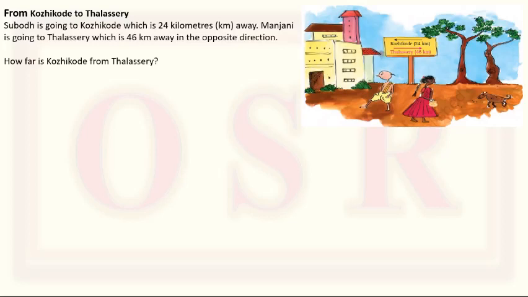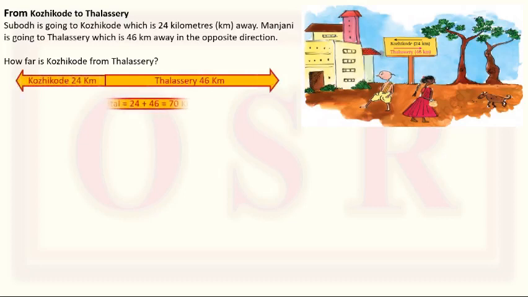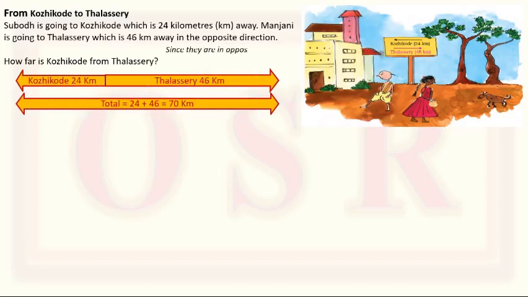Okay, so to Talaseri we go 46 kilometers and in the opposite direction is Kozhikode, 24 kilometers. So total is 24 plus 46, that is 70 kilometers. Now since they are in opposite directions, distances can be added. 24 plus 46, 70 kilometers. Now how far is your home from school?